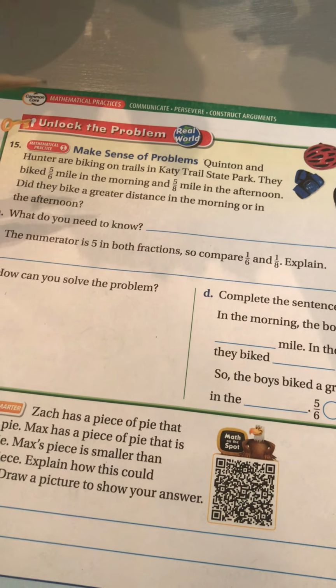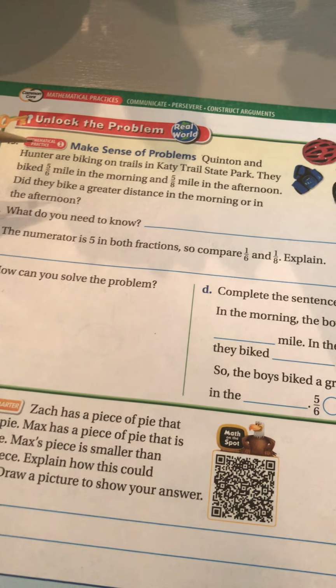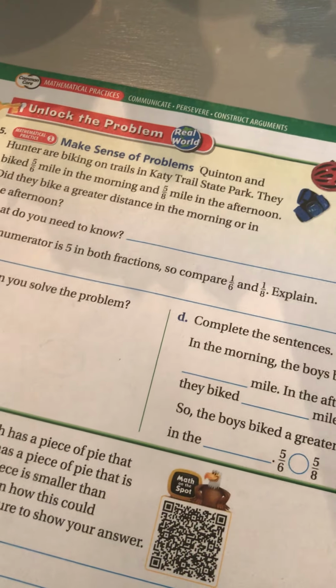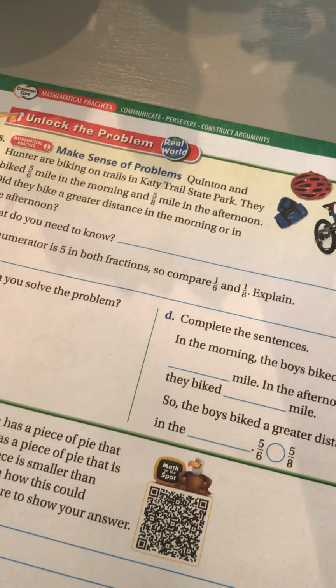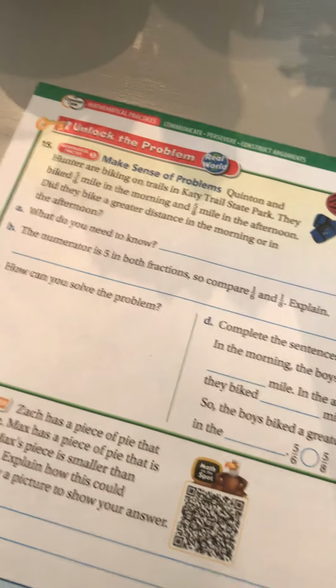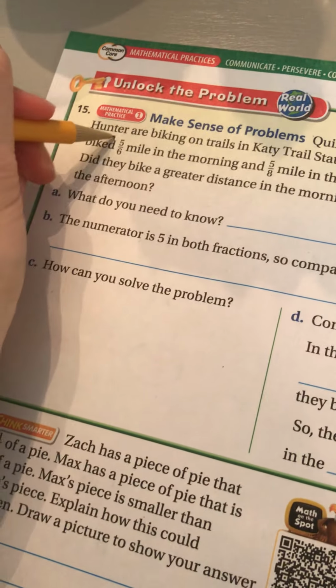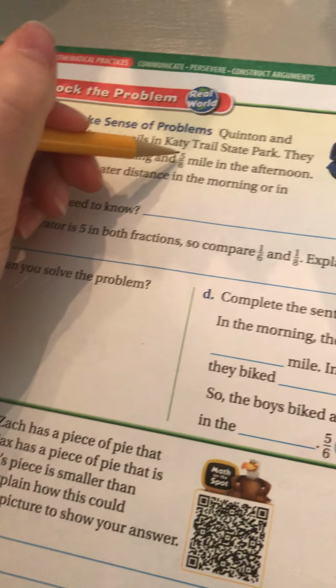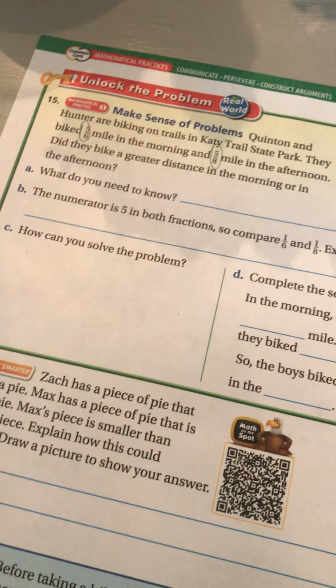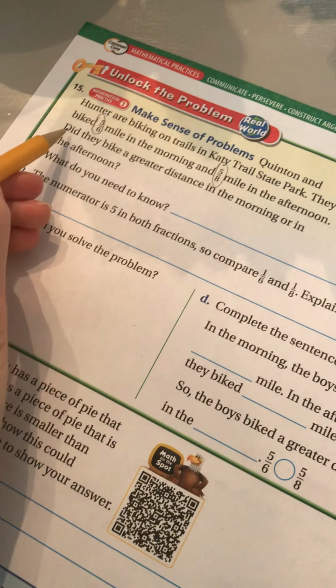last page for today's lesson. Make sense of the problems. So Quentin and Hunter are biking on trails in Katy Trail State Park. They biked 5/6 of a mile in the morning, and 5/8 of a mile in the afternoon. Did they bike a greater distance in the morning or the afternoon? So that's our question.